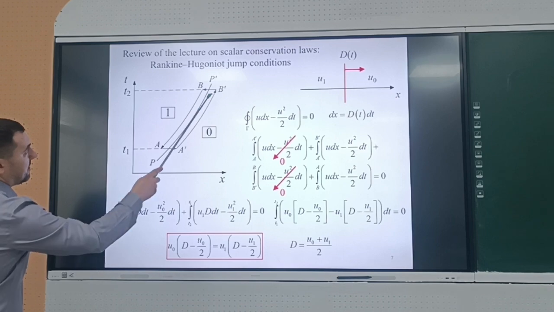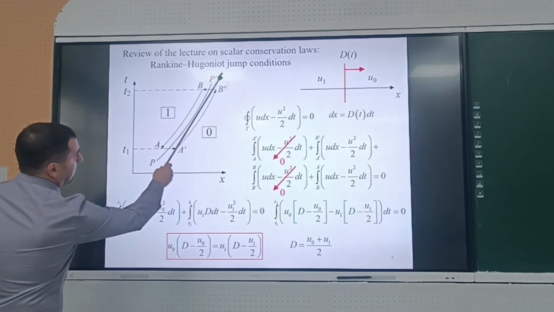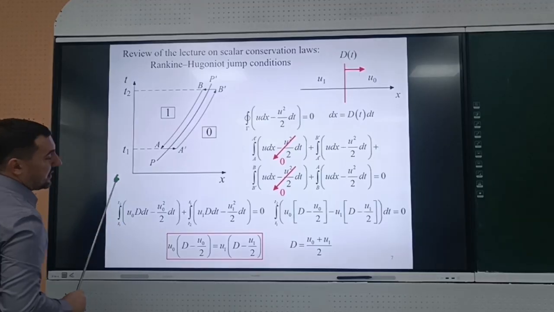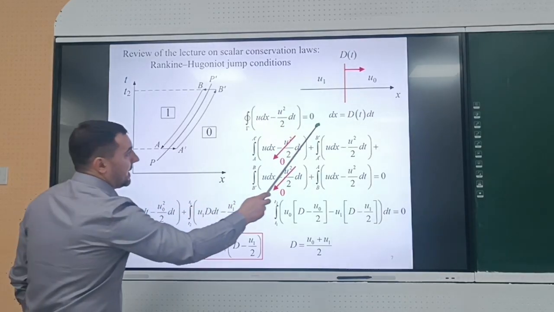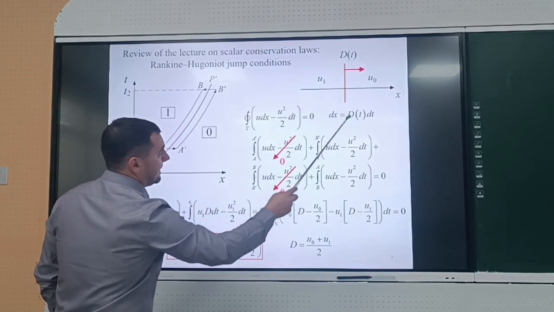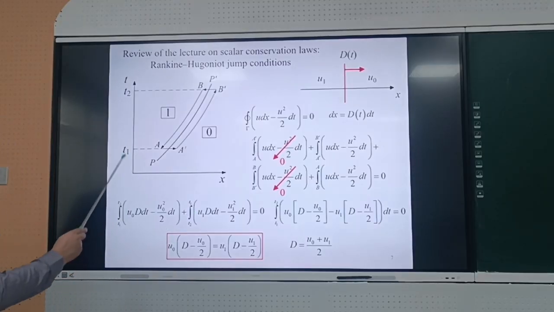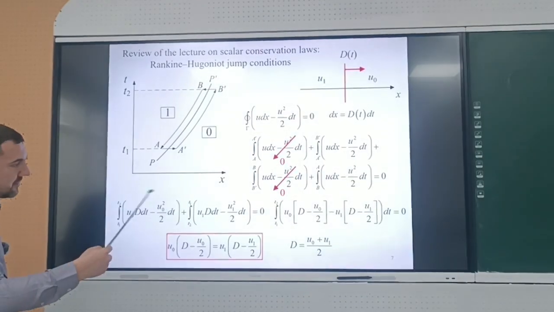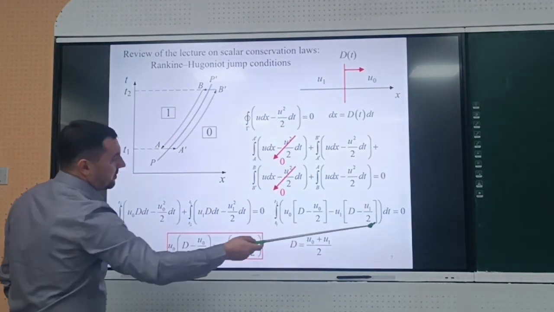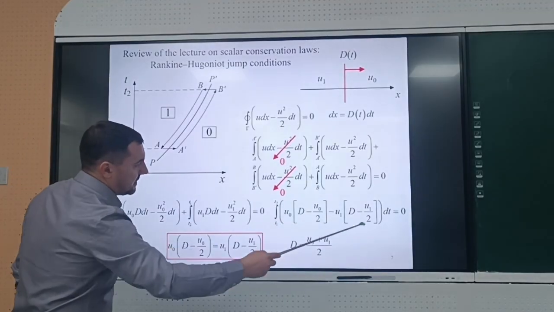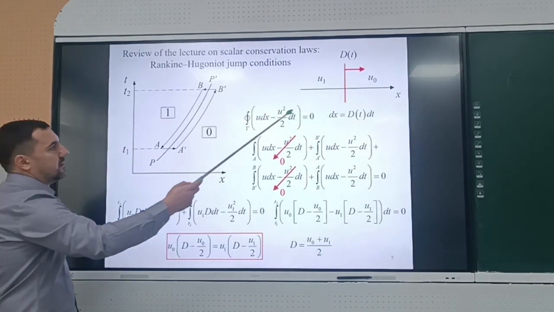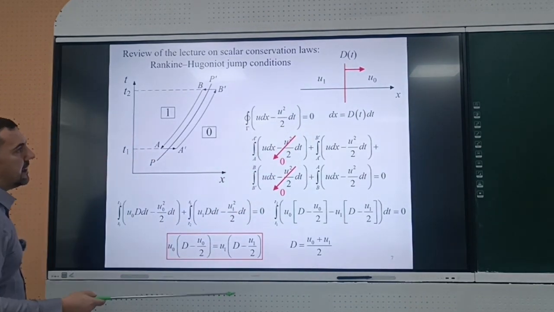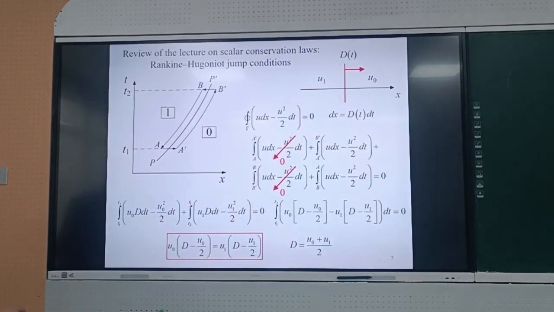and say that a approaches a' and b approaches b', but in such a manner that a', b' should be on this side of our discontinuity, and a, b on another side. And then we say that there is a relationship between x and t, because dx equals D dt. And here t1 and t2 are just arbitrary time instants. After that we collect everything into one integral, and it should equal 0. For that the integrand should be 0. In this way we obtain the relationship between the parameters in front of the shock wave and behind the shock wave in connection with the velocity of our discontinuity D.